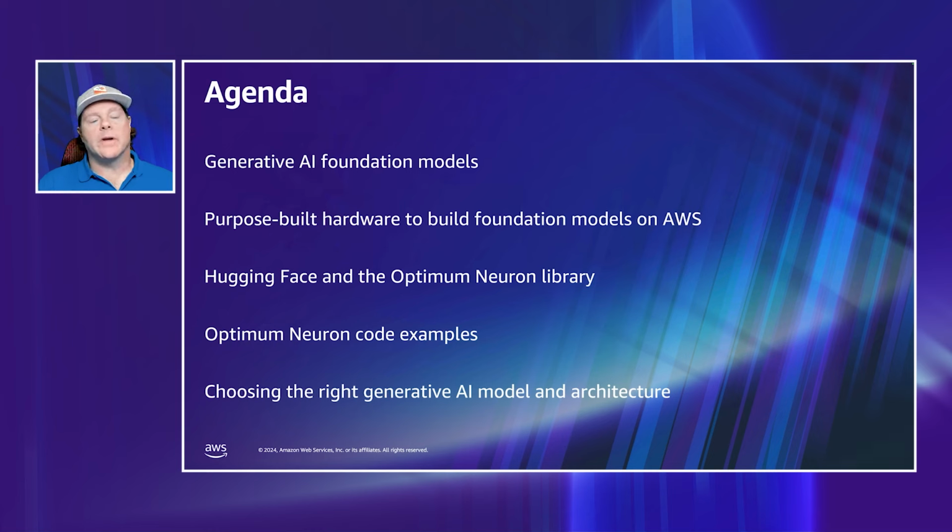So together today, we're going to discuss 5 topics. We're going to start by talking about generative AI foundation models and what they are and where they fit in today. We'll talk about how to train these foundation models with purpose-built hardware on AWS. We'll also discuss how Hugging Face makes training those models on the purpose-built hardware much, much easier with a library called Optimum Neuron. We'll show some code examples for the Optimum Neuron library, and then we'll wrap it up by choosing the right generative AI model and architecture for your use case.